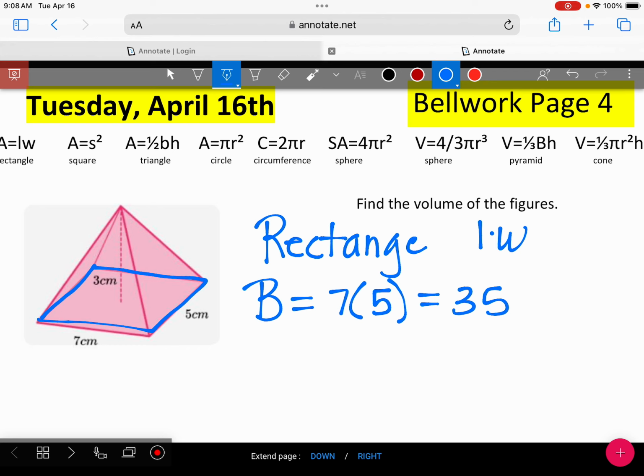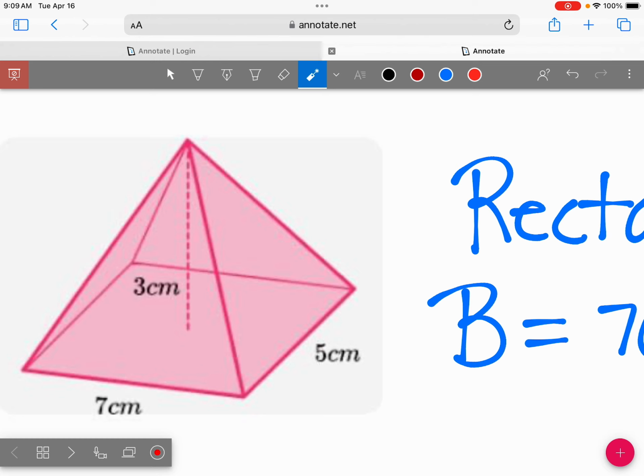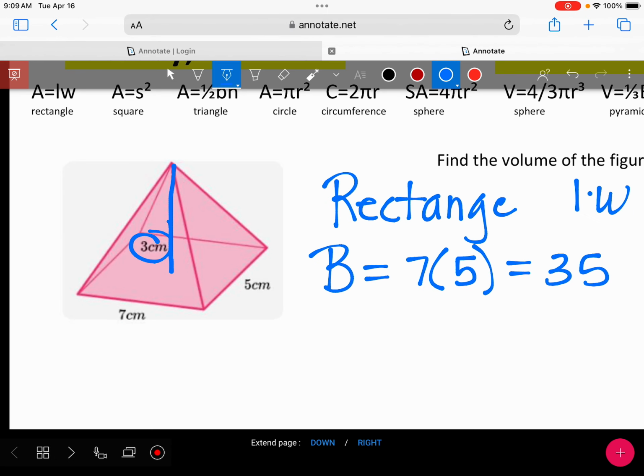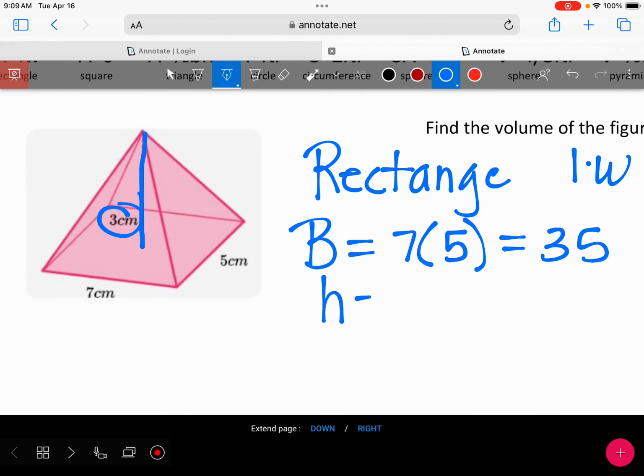And then you need to figure out how tall is the pyramid. Well, this pyramid, if you look here at the diagram, that 3 represents how tall it is. That's the height. So the height is 3.